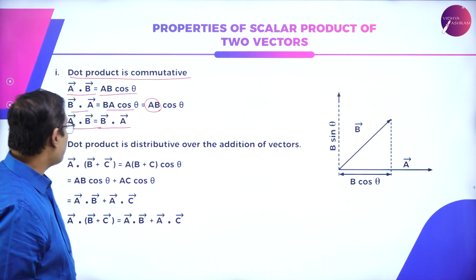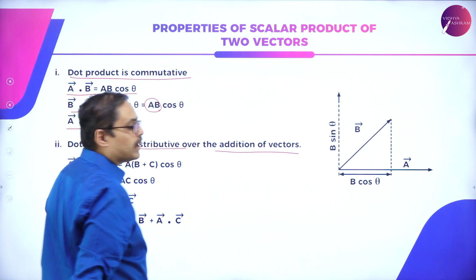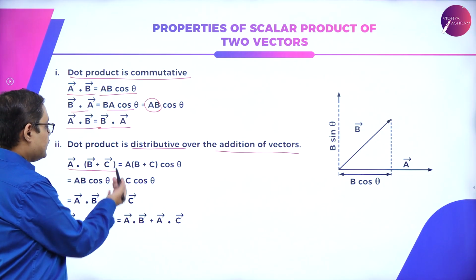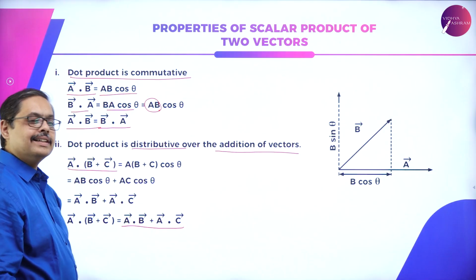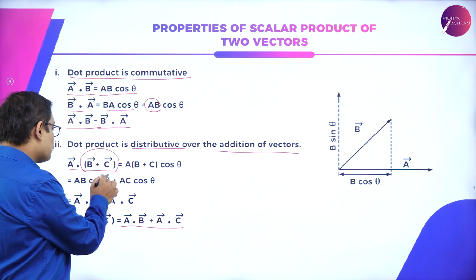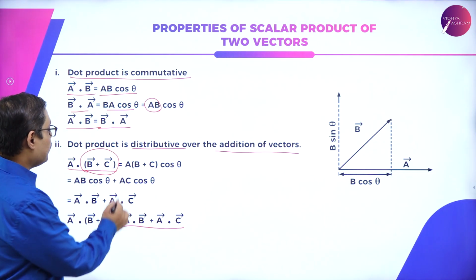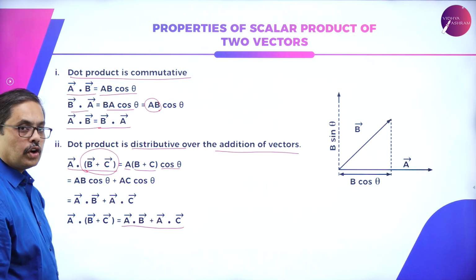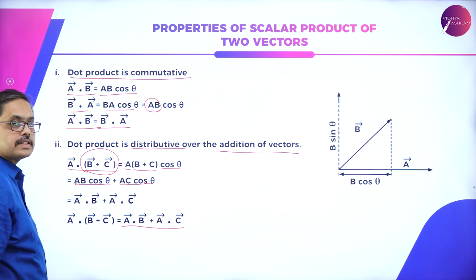Now let us check one more property. Dot product is distributive over the addition of vectors. What does that mean? A dot of B plus C should be equal to A dot B plus A dot C. A small proof once again. I will take this B plus C as one entity, a single vector. So if I take the dot product, it will be A into B plus C cos theta. If I open the brackets, it will be AB cos theta plus AC cos theta.